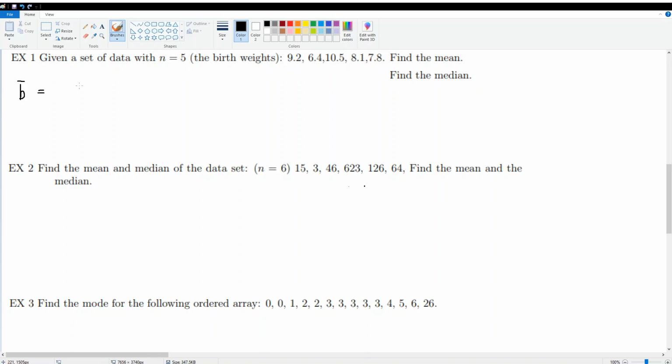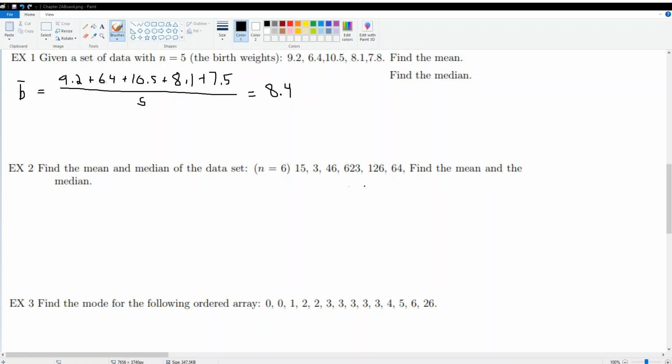Our mean, in this case, will be 9.2 plus 6.4 plus 10.5 plus 8.1 plus 7.5 divided by our sample size of 5. And this, you throw it straight into the calculator, and you will get 8 point... Oh, that does not look like a 4. There we go. You'll get 8.4. On the test, you'll be allowed to use a regular, boring scientific calculator. You won't be allowed to use a graphing calculator because oftentimes those will just straight up do it for you.